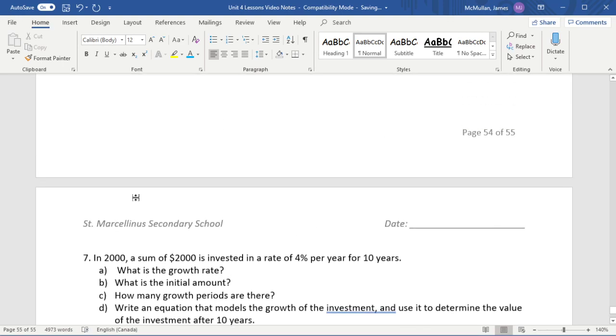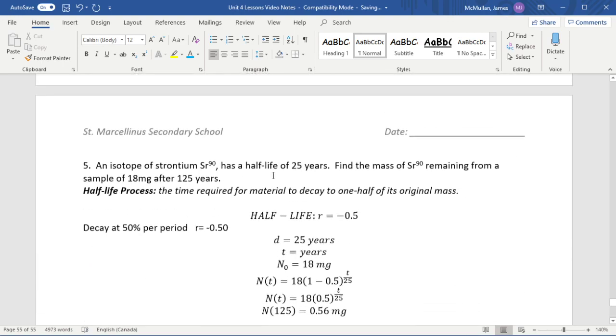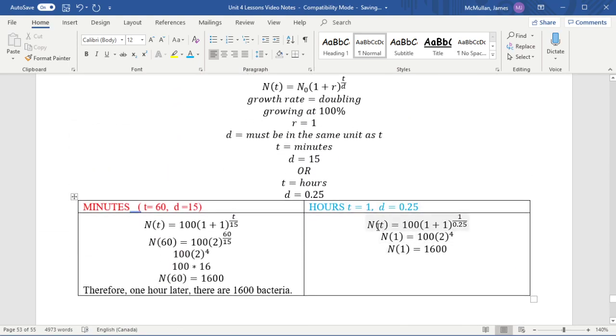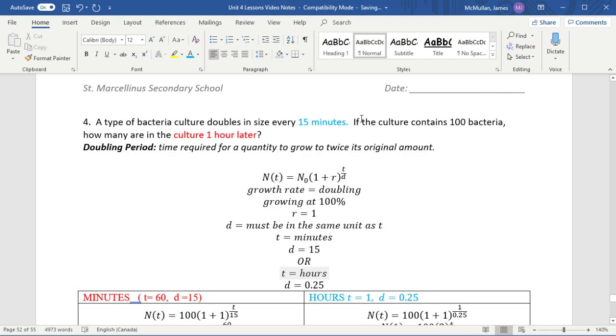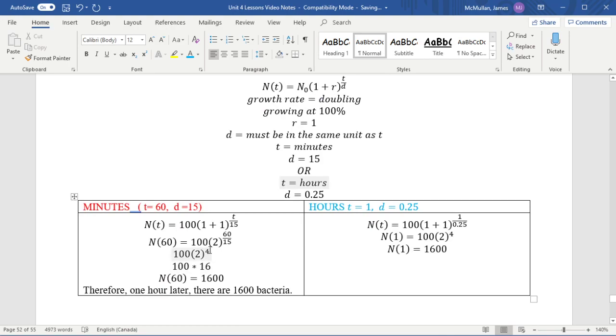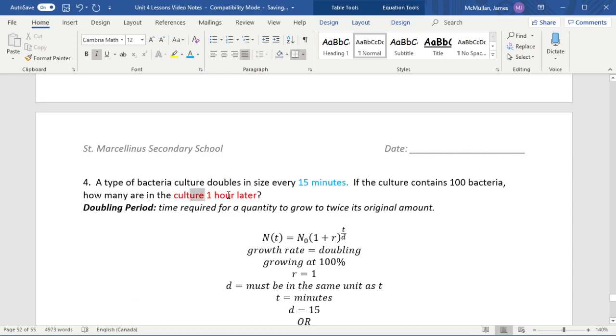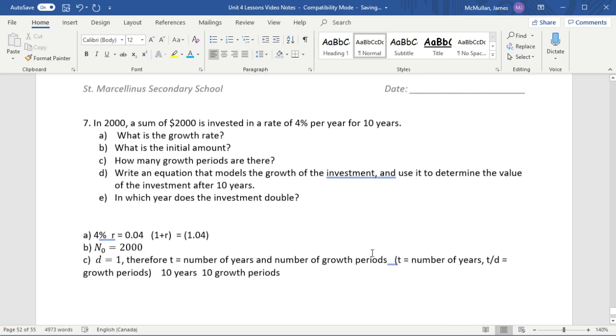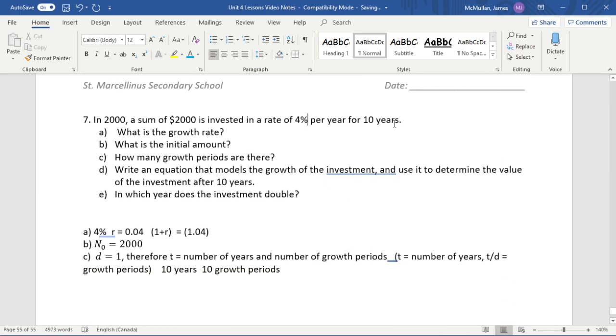By contrast, if you go back up to that strontium question, actually, let me choose this question instead. The bacteria was doubling every 15 minutes. How many growth periods were there? There were 4. It doubled 4 times. It grew for 1 hour, but that 1 hour had 4 doubling periods in it. In this question, the growth period is just a year. So if it's 10 years, it's 10 growth periods. So there's nothing fancy you need to do there.